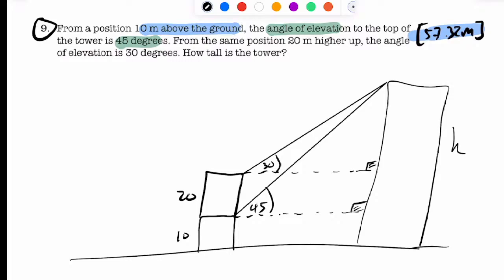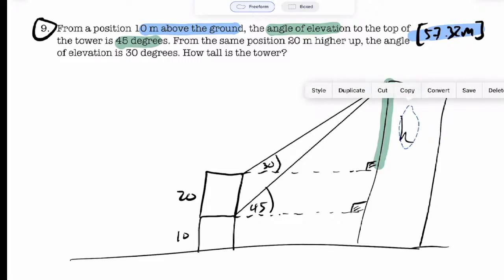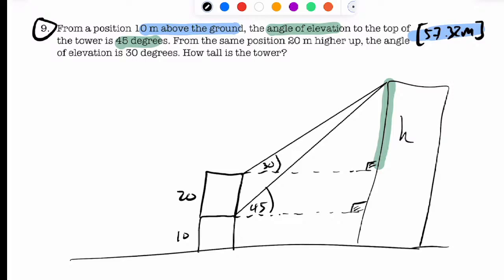So the observation with this one is I've already got here to here is 30, right? So if this is 30, I know this is 30 on this side. So really I just want to find this length here. So I can label this with my h. I'll let that be my h. I find my h and add 30.